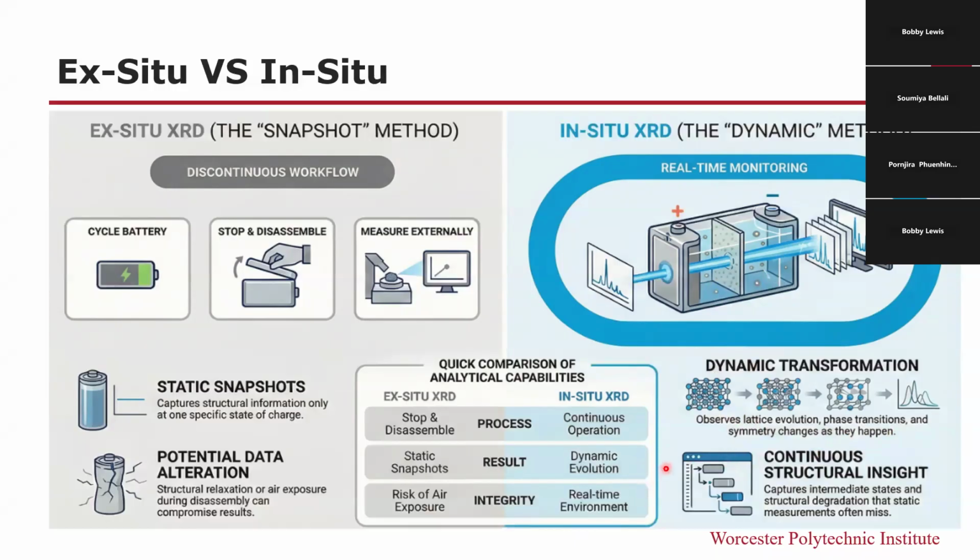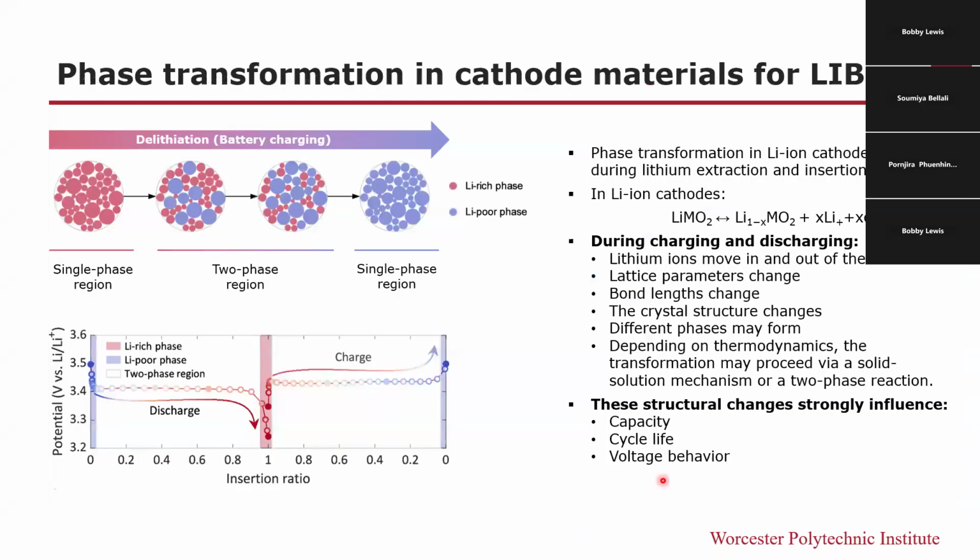during electrochemical cycling. So, when a lithium-ion battery charges and discharges, lithium ions move in and out, and during that, the lattice parameters change, bond lengths shift, and in some cases, entirely different crystal phases can form. This transformation can proceed either through a solid solution mechanism, where composition changes continuously, or through a two-phase reaction, where two distinct phases coexist.